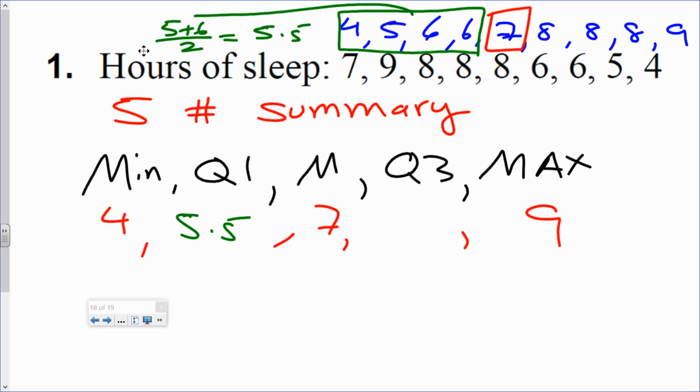Quartile 3 is the same thing. I'm looking at all the data values above the median. There's 4 of them again, and I want the exact middle number. Well, there's no exact middle number, so I'm going to get the two middles, add them up, divided by 2. 8 plus 8 is 16, divided by 2 is 8. There's our five-number summary. That was ridiculously easy.